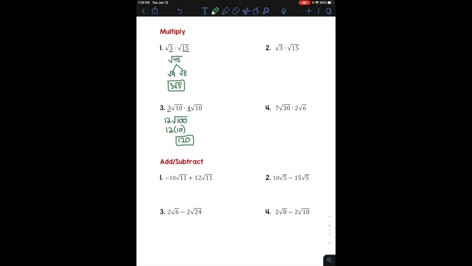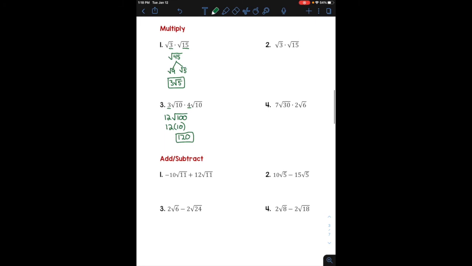For example, problem number 1, both expressions have root 11 or radical 11 in them. Therefore, we could combine how many root 11s there are. If I add negative 10 plus 12, that would give us 2 root 11s. When you're adding or subtracting radical expressions, you're only combining the coefficients to like radicals.